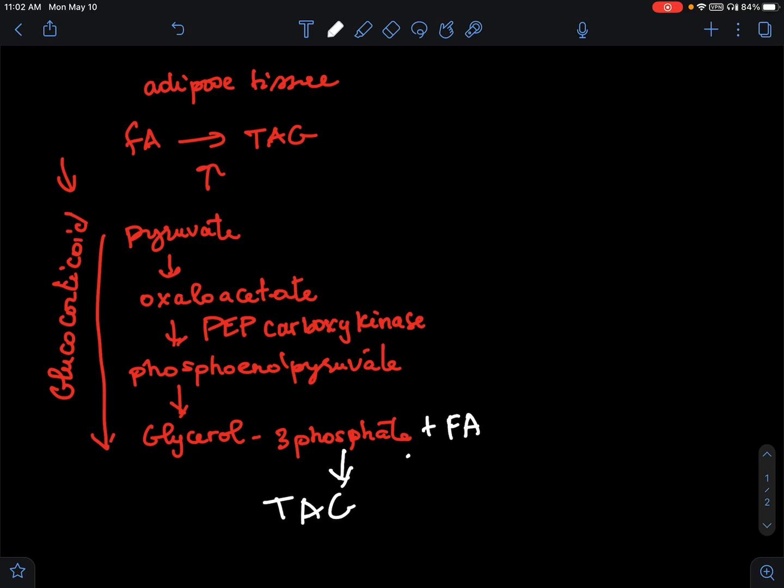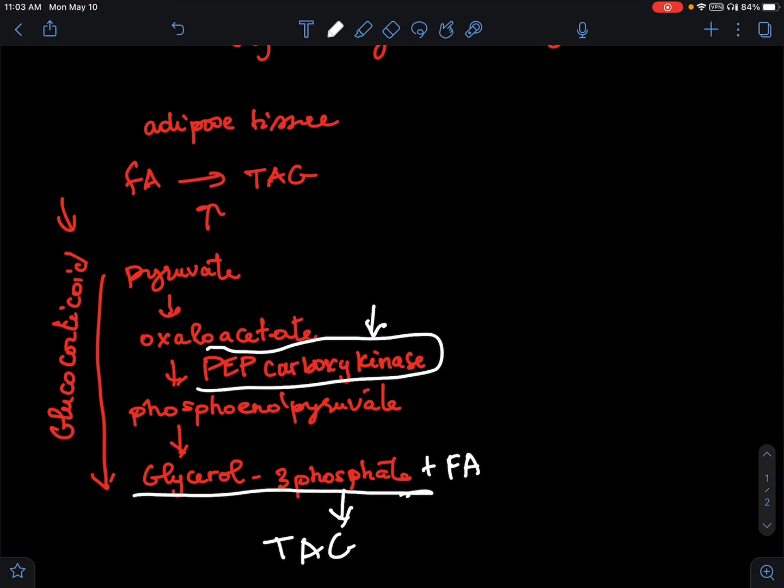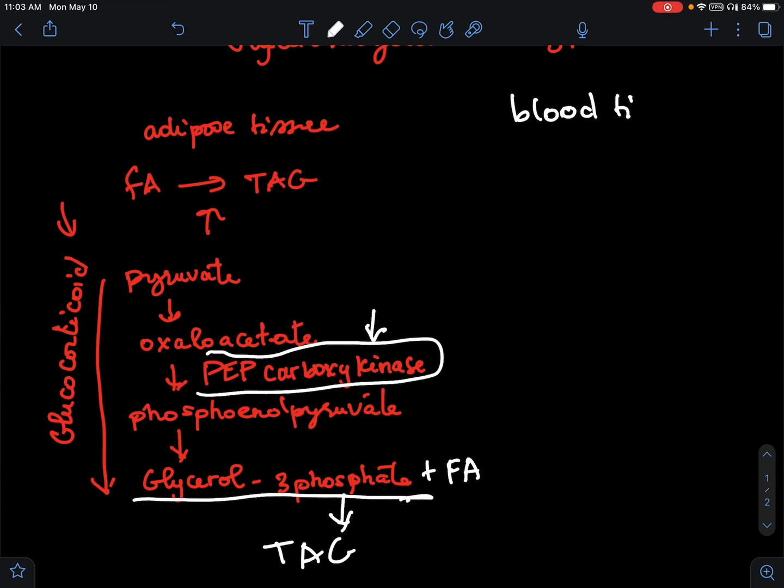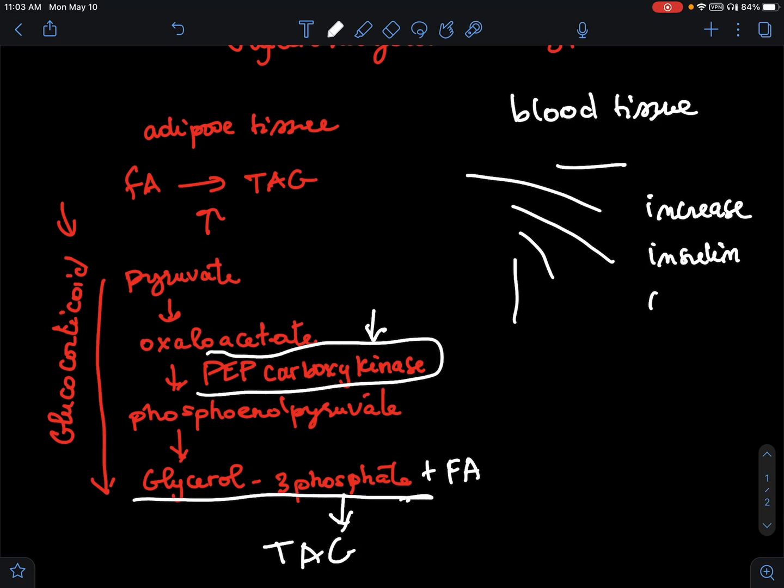But because the enzyme PEP carboxykinase will be inactivated by the steroid hormone glucocorticoid, there will be no formation of glycerol 3-phosphate. And this will lead to the release of fatty acid in the blood tissue. And now, when we have the release of fatty acid in the blood tissue, it will lead to the increase in insulin resistance. So if we have insulin resistance increase in blood tissue, this is type 2 diabetes.